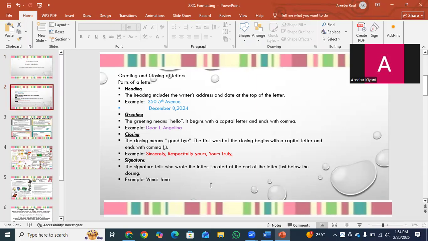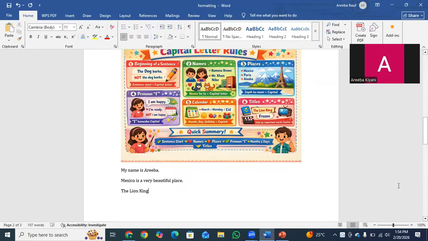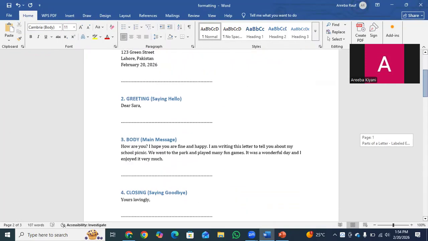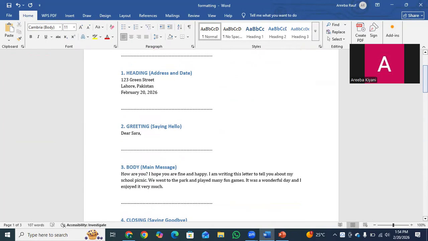Okay, I will explain this to you with an example so that you can understand it quickly. The first one is heading. First, we write the heading. The heading is at the top of the letter. It includes our address or the date. As you can see that this heading consists of our address and also date.